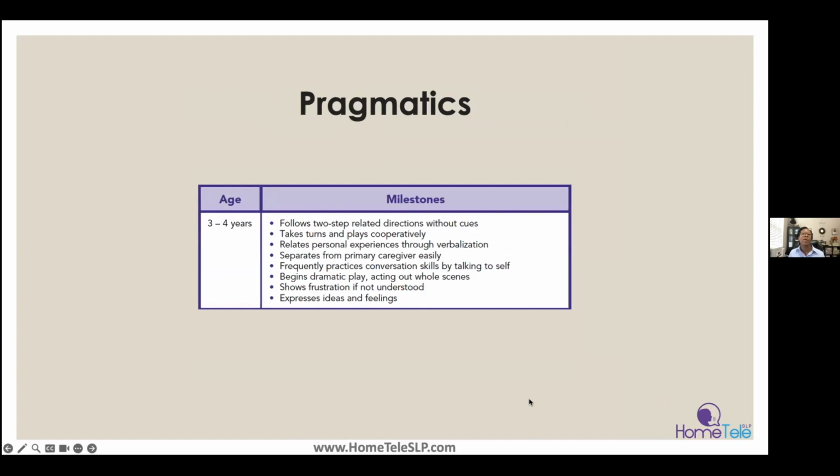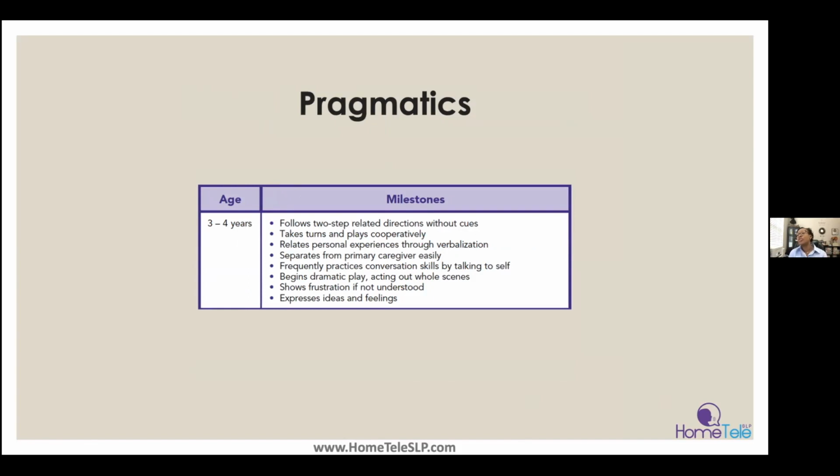All right, let's talk about pragmatics. Some of you may be familiar with that term. Perhaps you've heard the word social skills. Social skills and pragmatics are pretty much one and the same. And so between the ages of 3 and 4 years old, these are the milestones that children should be achieving. These are milestones that should be emerging.